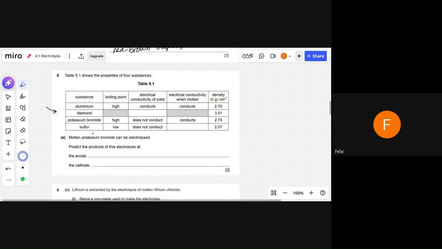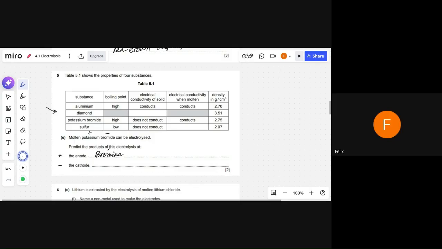Okay, let's come here. Molten potassium bromide. Again, potassium is positive since it's a metal. Bromine is a non-metal, so it will have a negative charge. At the anode, we have answered this question before. The anode is positive and the cathode is negative, so now it is easier to answer. At the anode, you will have bromine. And it is asking about the product, not the observation.